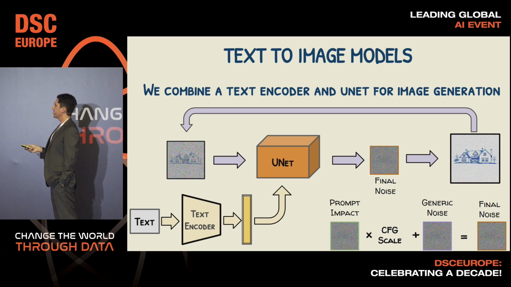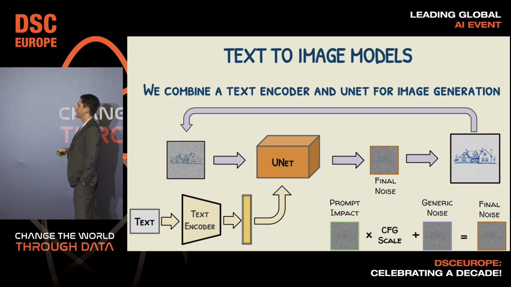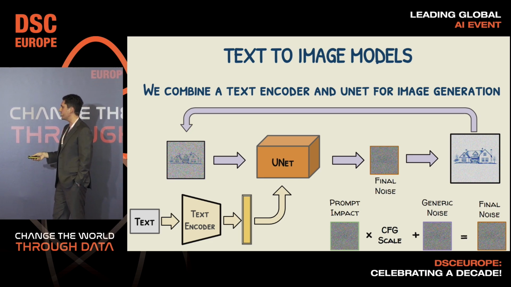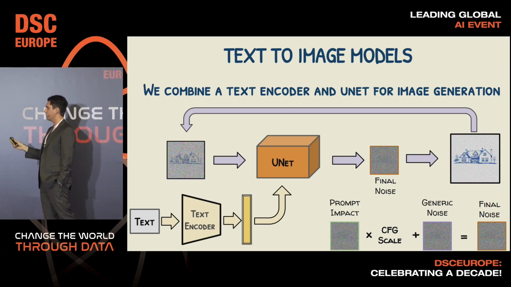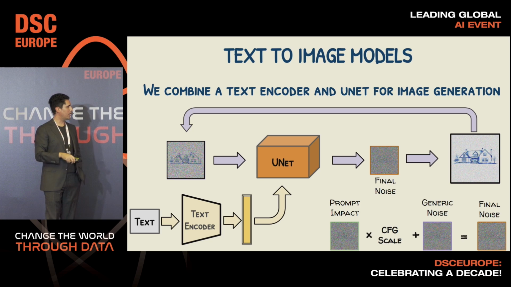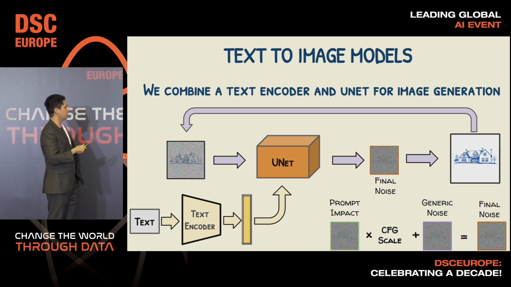But at the end of the day, we've combined all these components, and you've created a text-to-image model for image generation. And you now have this little formula here of CFG scale. You can edit how much your prompt is actually impacting everything. And then you can start looping based off this final noise. And then hopefully at the end of the day, you've produced an image that you like.